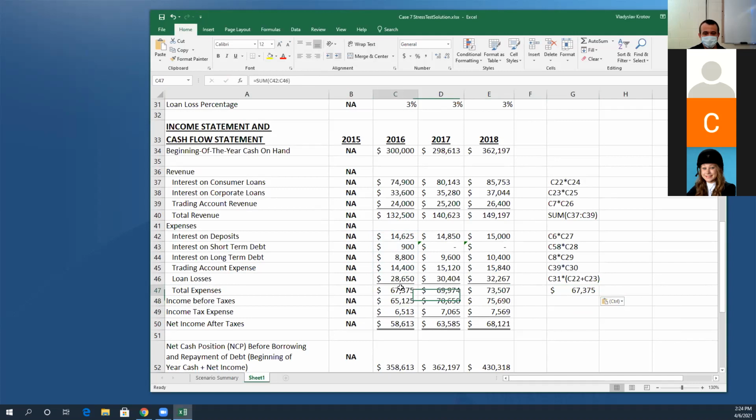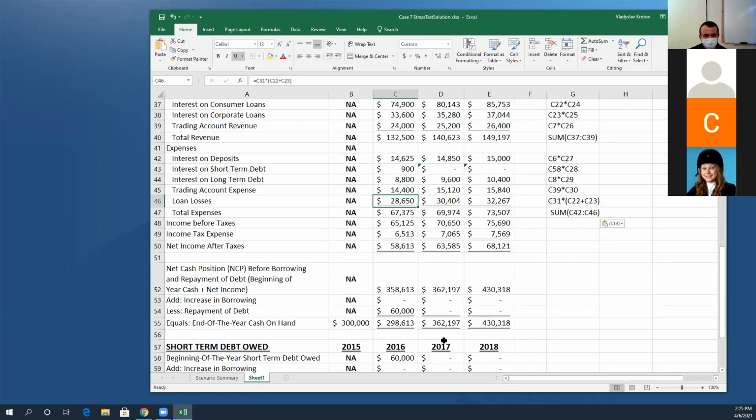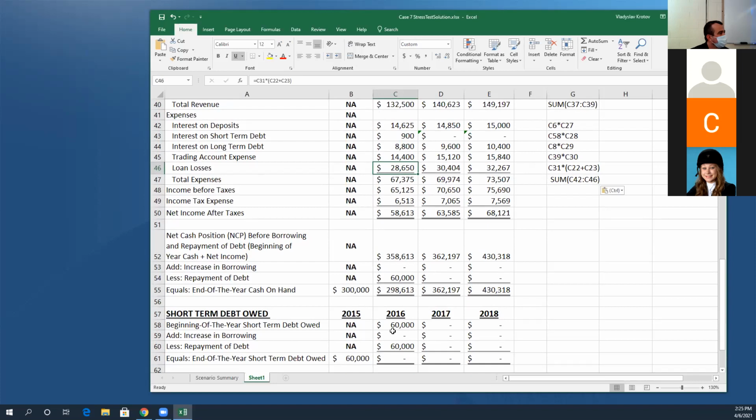Go ahead, please. Most likely you didn't enter the formula correctly, so double check your formula, please. This is the formula: C31 times C22 plus C23. Go ahead, Peter. We go to C15. Okay, what about it? We're going to go back to it. It's a bit complicated and requires some explanation, so we're going to talk about this formula later.